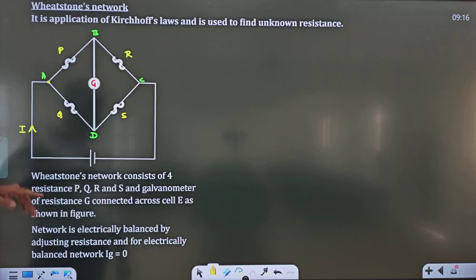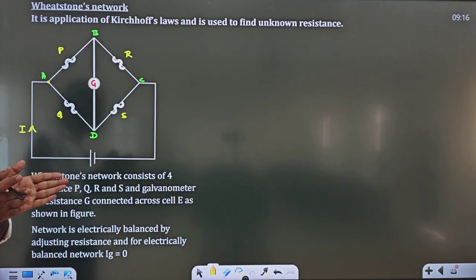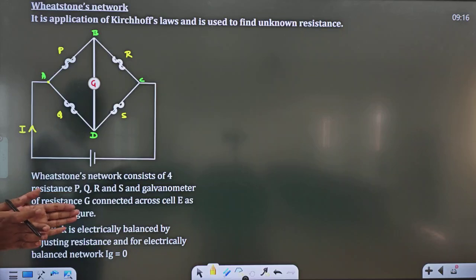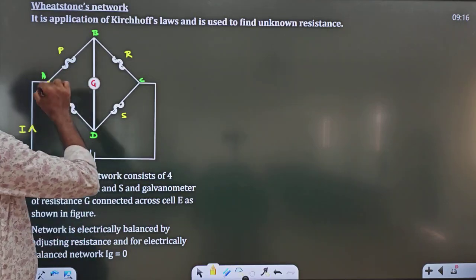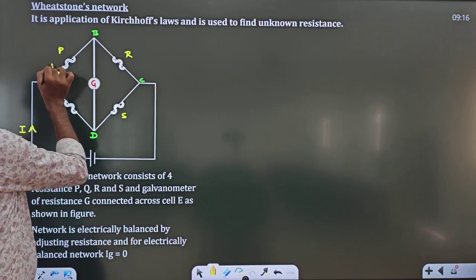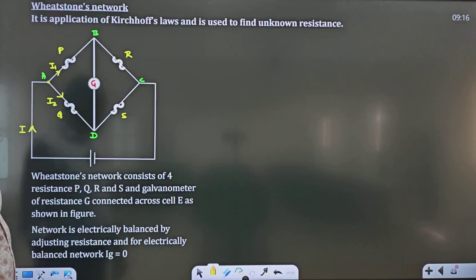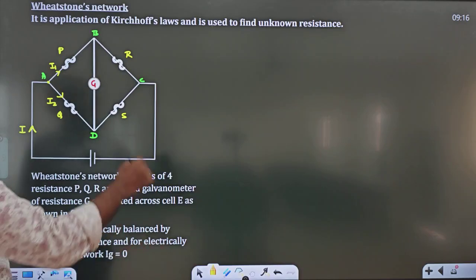The current, after coming to junction A, has two paths further. It has two ways, right? So it will get divided into two parts. Okay, I will call this current I1 and this current I2.